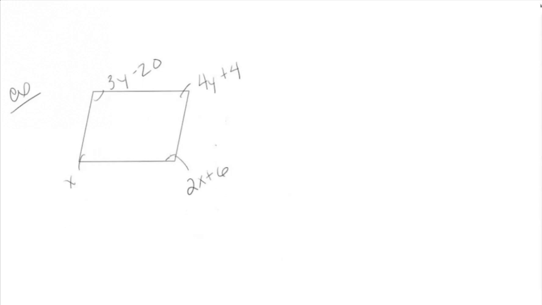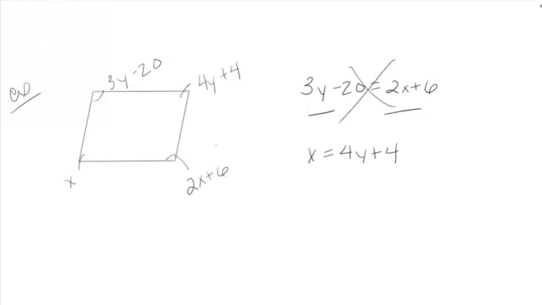All right, what if you have a situation like this where you have a bunch of unknowns? How do you solve for those? Well, you could try to set opposite angles equal to each other, but if we do 3y minus 20 equals 2x plus 6, we have two variables here, and we can't solve this with two variables. So that's not going to work. Similarly, if we set x equal to 4y plus 4, we have two variables. That's not going to work. So we're going to have to use the theorem that says that consecutive angles are supplementary.